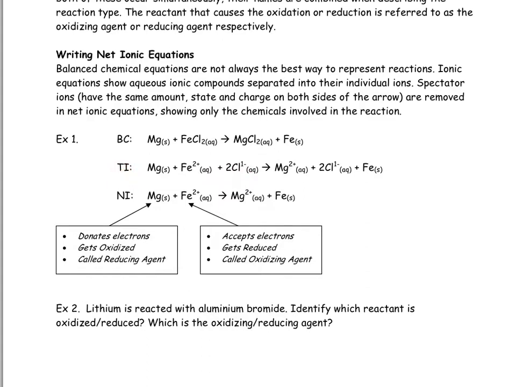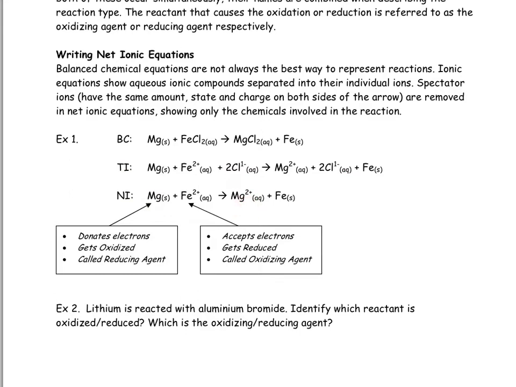Notice that on both sides I have 2 Cl1 minuses that are in the aqueous state. Chlorine ions are spectating. If I remove these from the total ionic equation, I get the net ionic equation. To figure out if a redox reaction happened, ask yourself if electrons have been transferred. I have a magnesium solid turning into an Mg2+ aqueous.